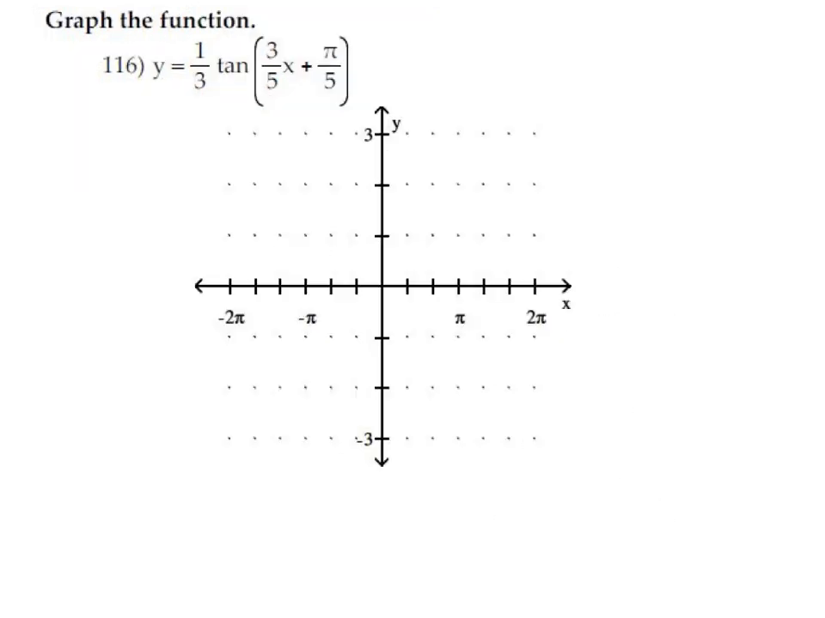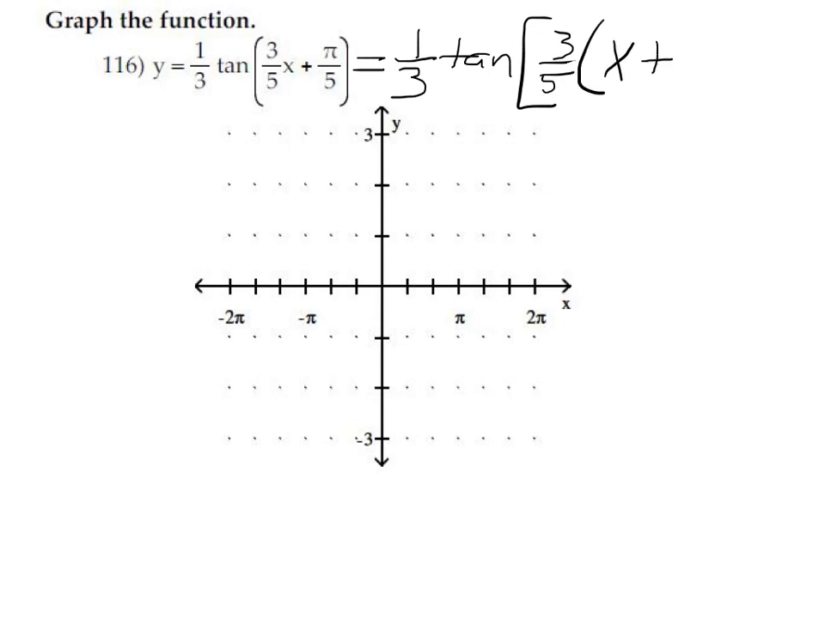Graph the function y equals 1/3 tangent of parenthesis 3/5 x plus pi fifths. First off, this is not in standard form because the 3/5 is not factored out. So we'd start off by factoring out 3/5 and getting 3/5 times, parenthesis, x plus. When you factor out 3/5, you're actually multiplying by 5/3, and the 5's would cancel and you get pi thirds.